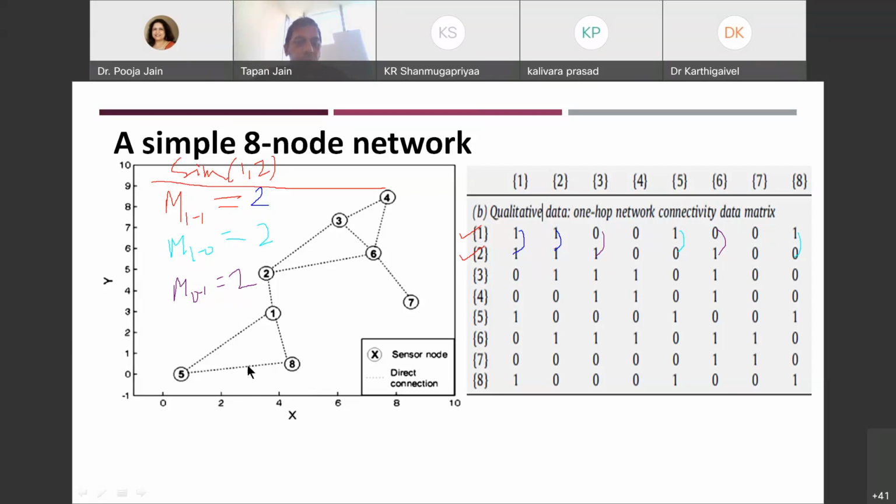So now we apply the Sorensen formula. Formula is what? 2M11. 2M11 means 2 into 2, divided by 2M11, 2 into 2, plus M10 is 2, plus M01 is 2. That comes out to be 4 divided by 8. That means 0.5. So the dissimilarity between these two points, because we need to plot this, is 1 minus similarity, 1 minus 0.5 is equal to 0.5.